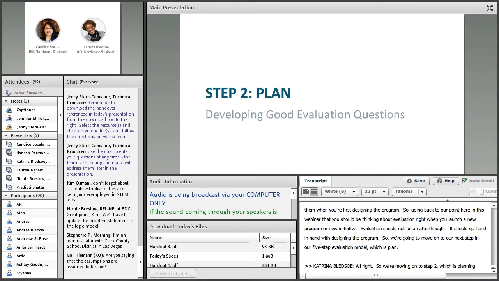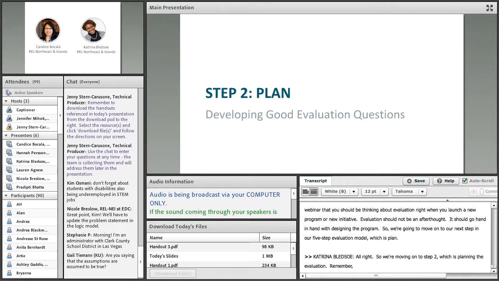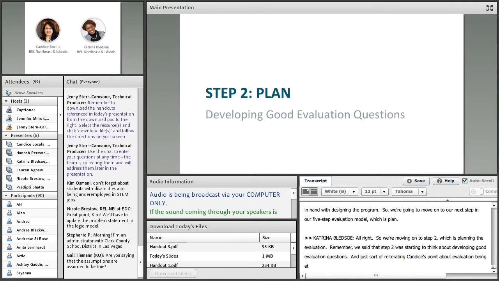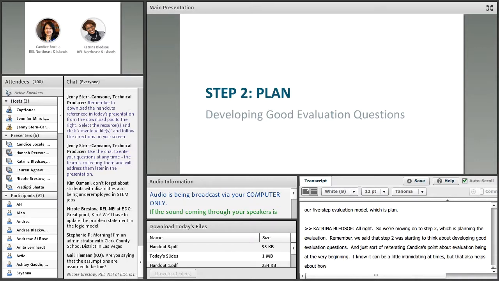So we're going to move on to our next step in our 5-step evaluation model, which is PLAN. Right, so we're moving on to step 2, which is planning the evaluation. And remember, we said that step 2 was starting to think about developing good evaluation questions, and just sort of reiterating Candice's point about evaluation being at the very beginning.